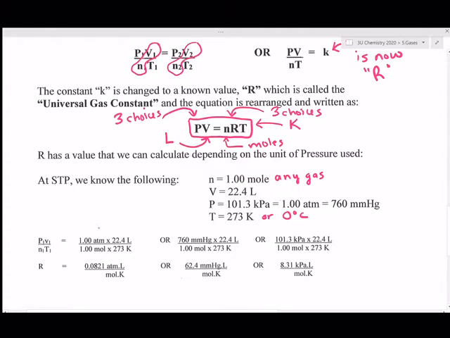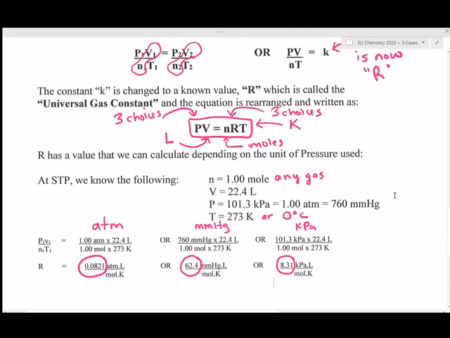So this is if it was atmospheres, 1 atmosphere. This is in millimeters of mercury, so 760. And this one here is for kilopascals. And then here is your magic constant. And you can see that the units are quite ugly. It's kilopascal liters per mole Kelvin, or millimeters mercury liters per mole Kelvin, etc.